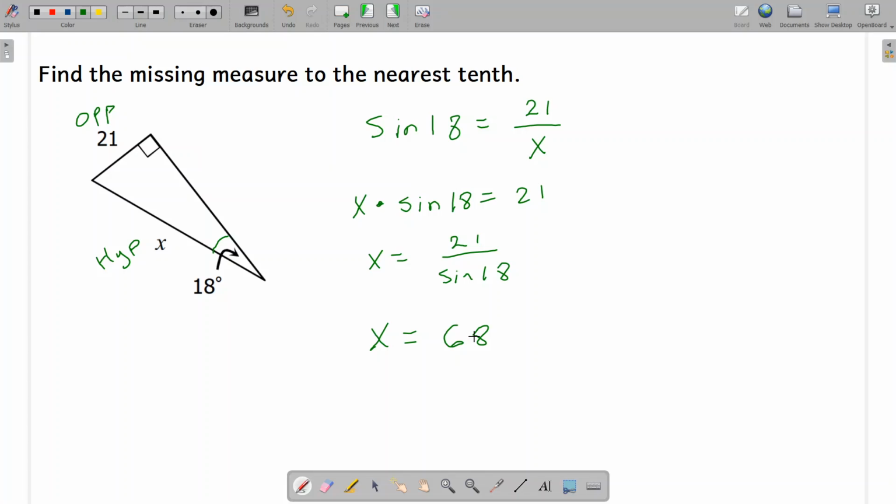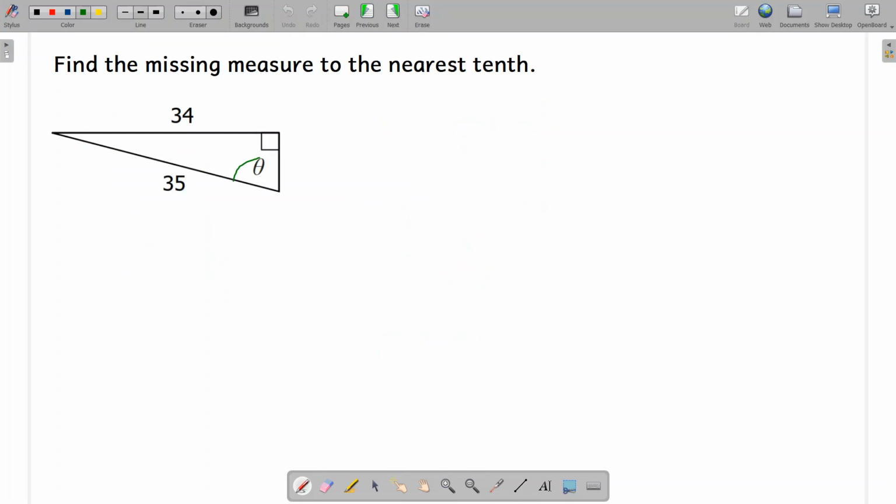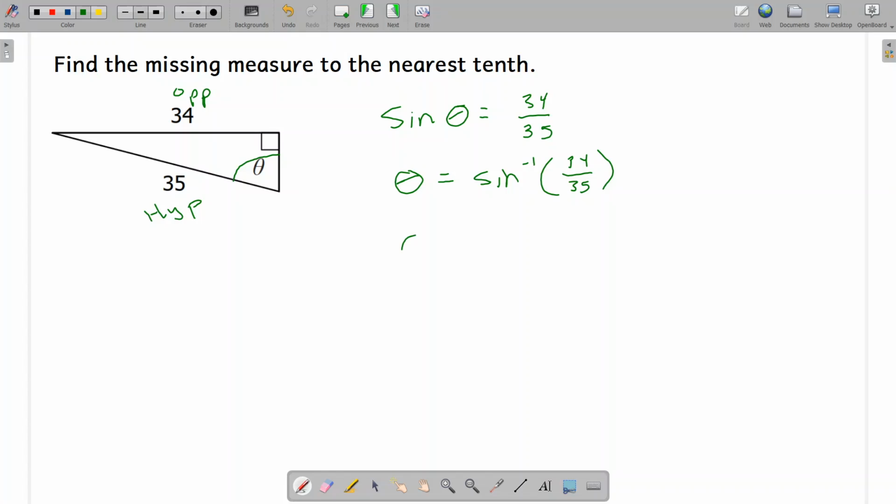Now remember, we can also find missing angle measurements. So here I just have angle theta that I'm trying to find. I have the opposite and hypotenuse. So we're using sine again, but this time it's sine of theta equal to 34 over 35. And we have to do inverse sine of both sides to solve for theta. So inverse sine of 34 over 35 would give us an angle measurement of 76.3 degrees.